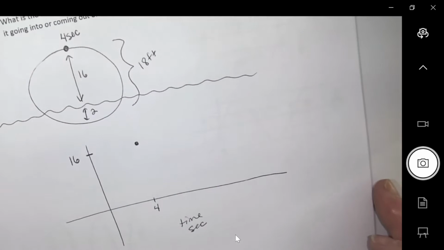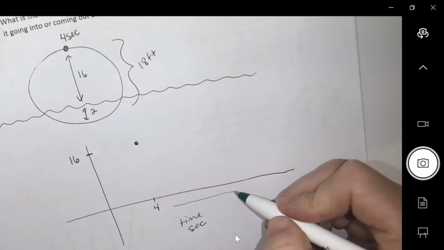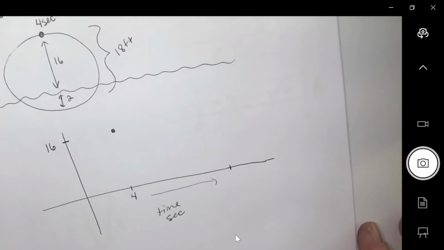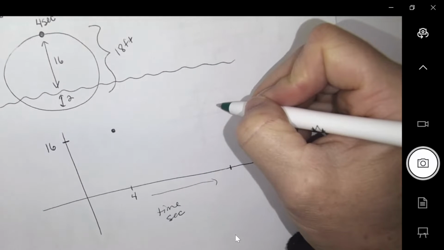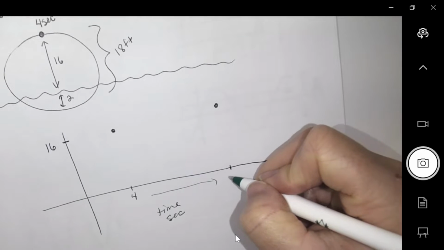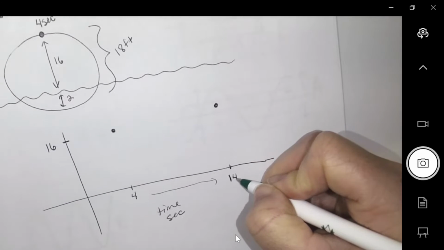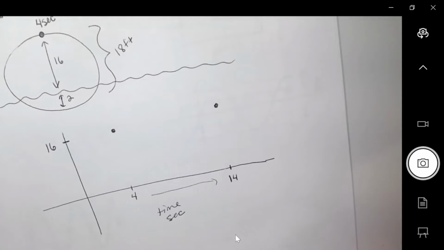You go around the circle in 10 seconds. It takes you 10 seconds to go around the circle. So what's the next time I would get to the top? If it took me 10 seconds of time to go around the circle, what x value would be here? 14? Does that make sense? Because it took me 10 seconds to go around the full circle.